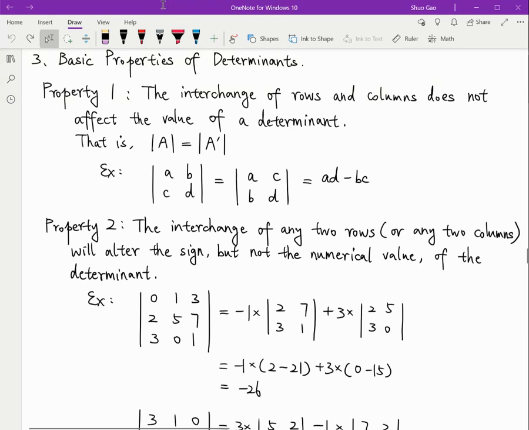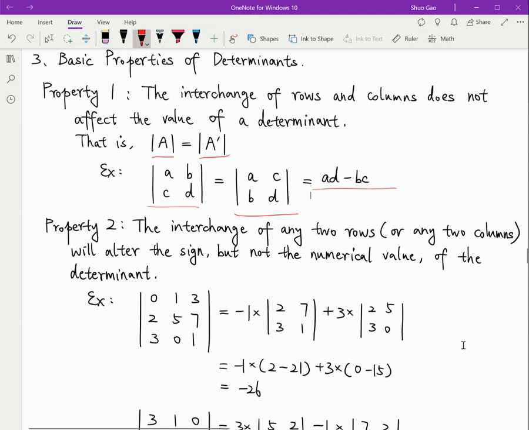Let's talk about the third point, the basic properties of determinants. The first property is that the interchange of rows and columns does not affect the value of a determinant. That means we can calculate A or A prime, and the determinants of A and A prime are the same. For example, if A is A, B, C, and D, then A prime should be A, C, B, D, right? And we can find that the determinant is exactly the same. So this is property 1.